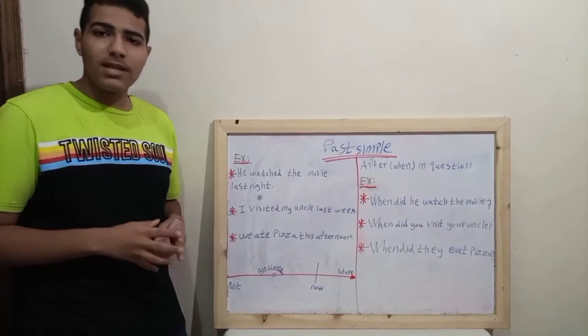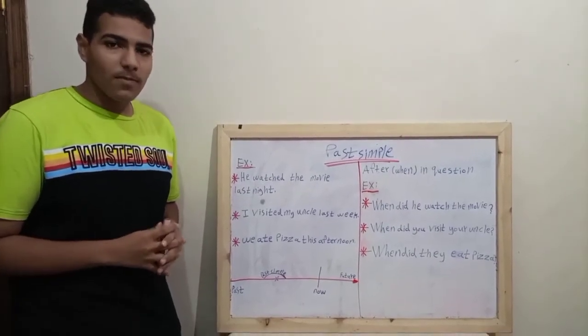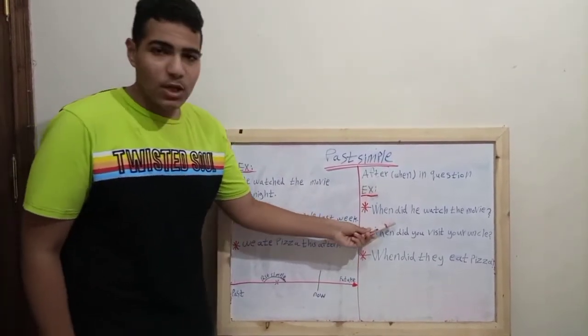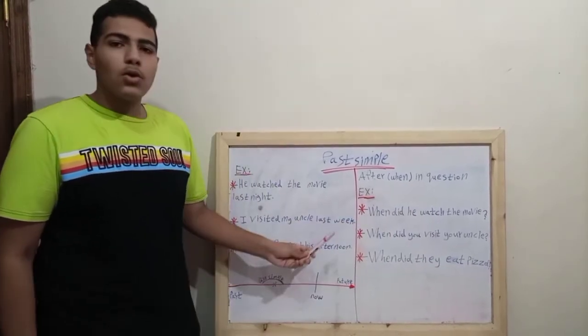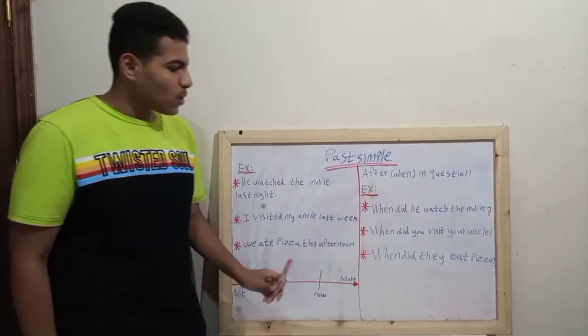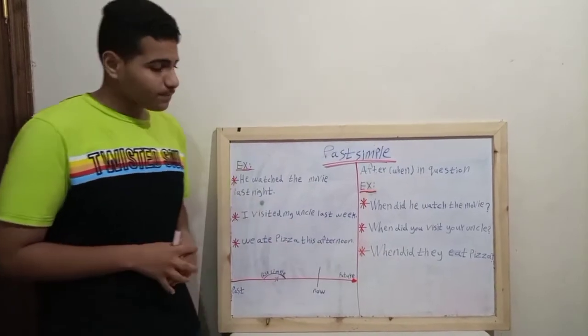And we can also use the past simple after a WH question. As an example, when did he watch the movie? When did you visit your uncle? When did they eat pizza?